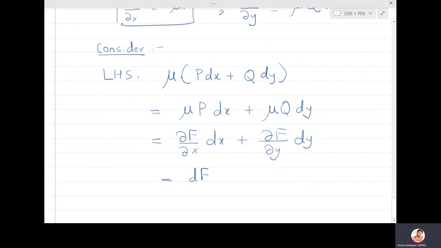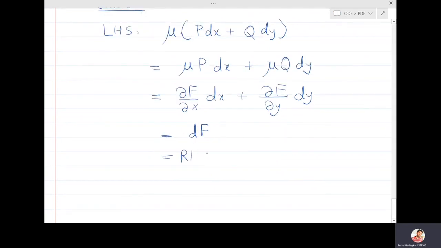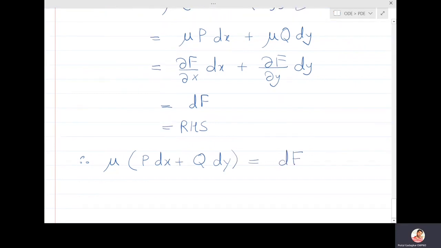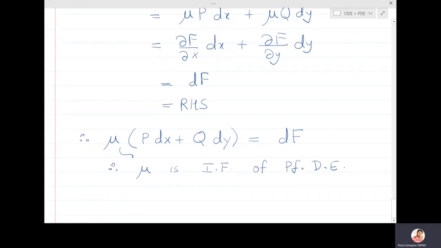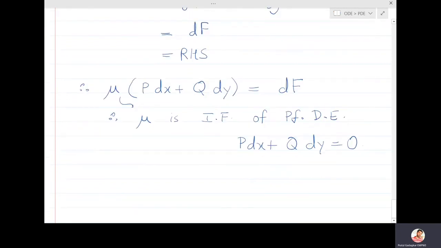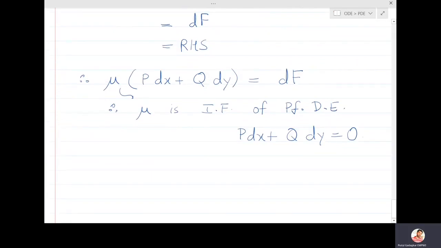And what have we proved eventually? That LHS equals RHS, so we get that mu times (P dx plus Q dy) is equal to df. This means that this mu is the integrating factor of the Pfaffian differential equation. What was that Pfaffian differential equation? P dx plus Q dy equal to 0. Though the equation was not exact, we have found the integrating factor, and that integrating factor is mu.